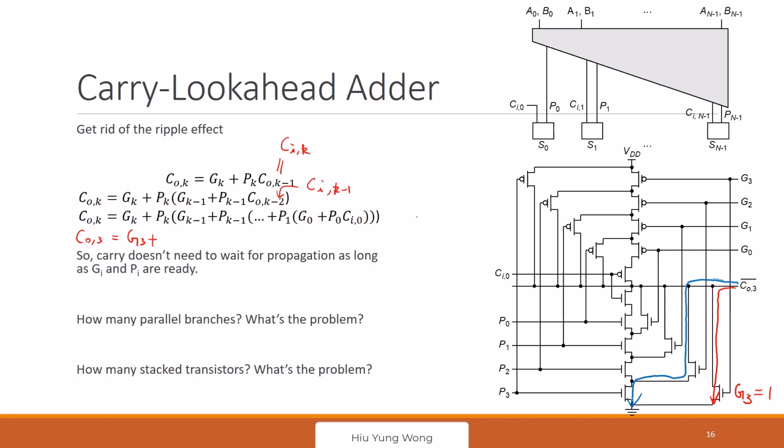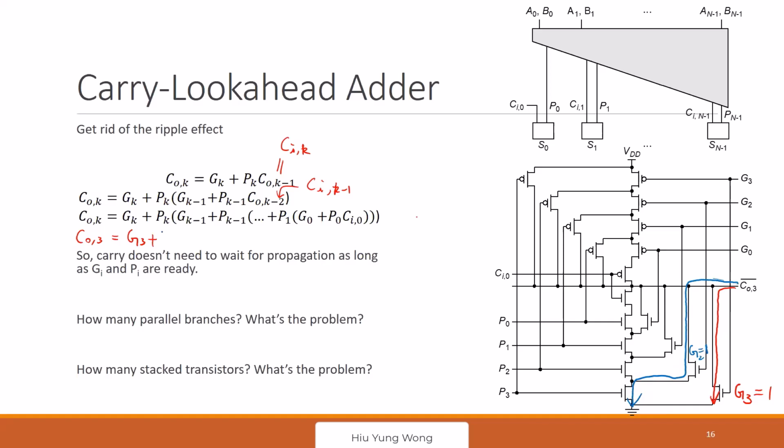G2. G2 equals 1. What else? If only this one equals 1, is it enough? What else? Where does it go through also? P3. P3. So what does it mean?